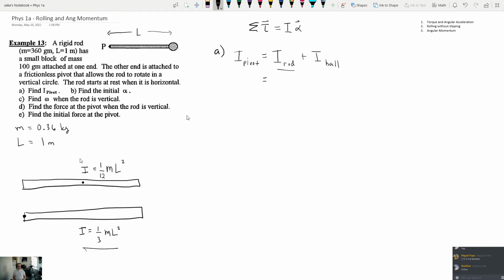This one, right? Because this rod's rotating about the end, so the moment of inertia for our rod is going to be 1 over 3 m times L squared. Plus, we have to include the moment of inertia of the ball as well. How can I figure out the moment of inertia for the ball?